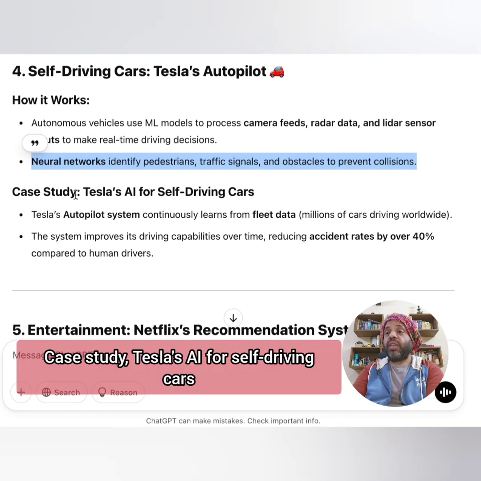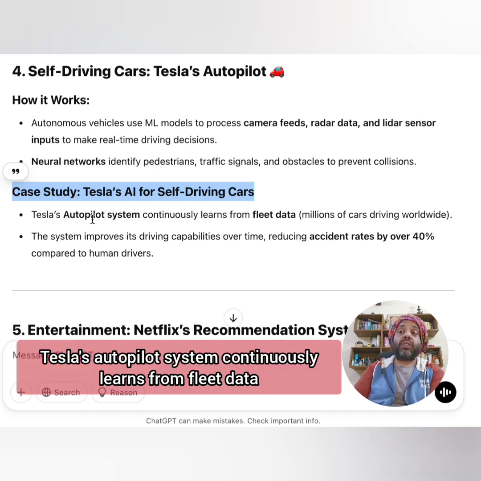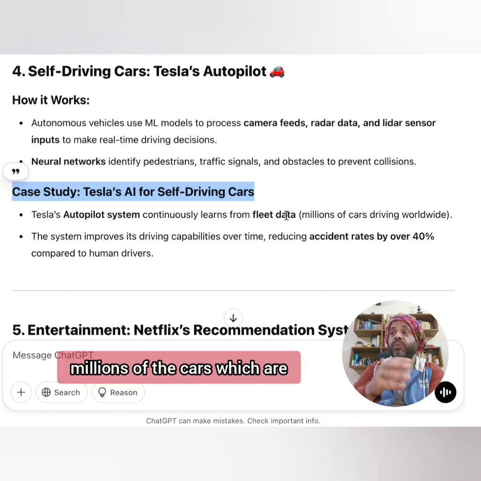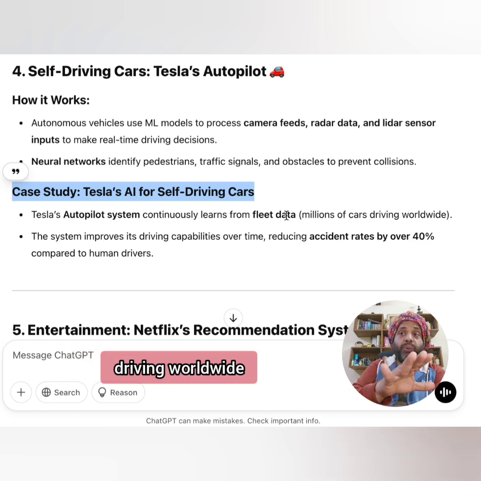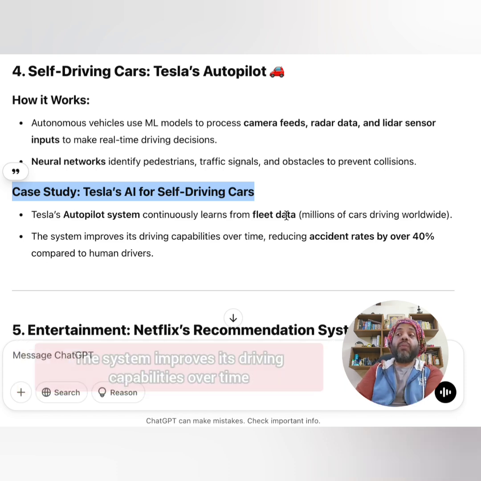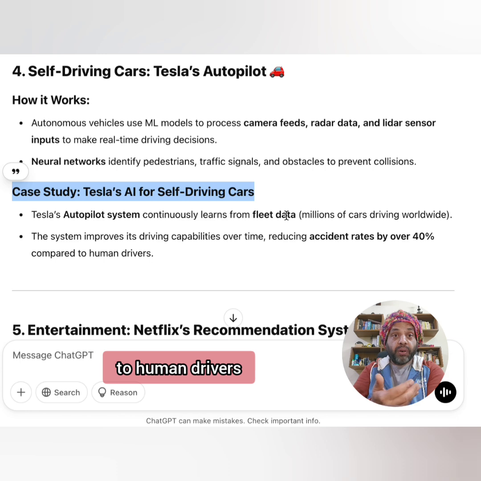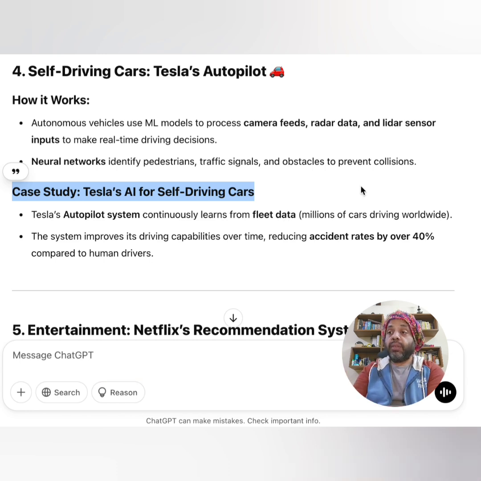Perfect. Case study: Tesla's AI for self-driving cars. Tesla's Autopilot system continuously learns from fleet data, millions of cars driving worldwide. The system improves its driving capabilities over time, reducing accident rates by over 40% compared to human drivers. I mean, that's the number. We can look it up.